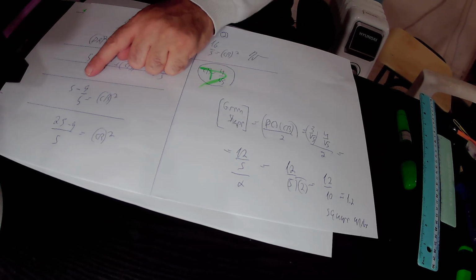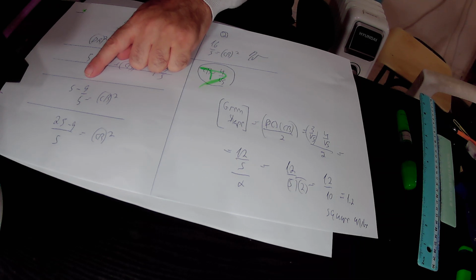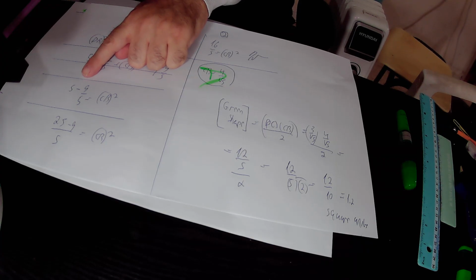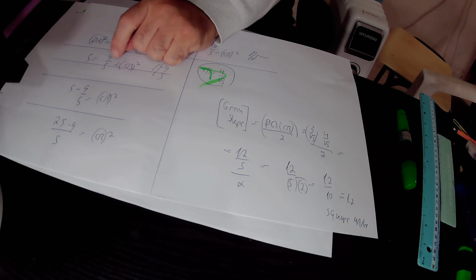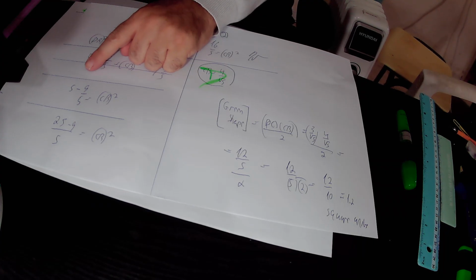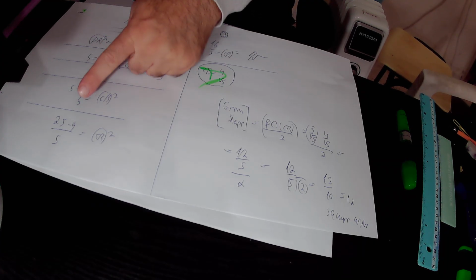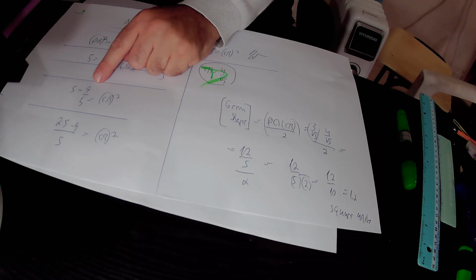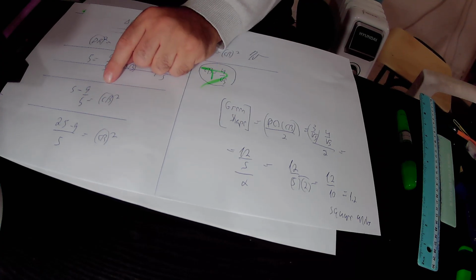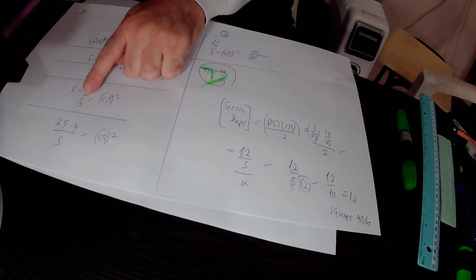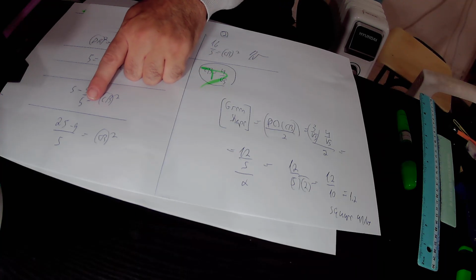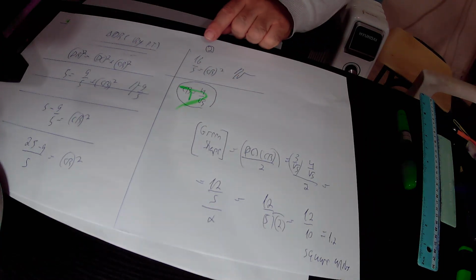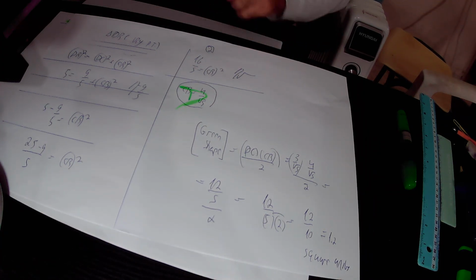Here we multiply 5 by 5 and then divide it by 5 in order to get a common denominator. So in total, we have 25 over 5 minus 9/5 equals CB squared. 25 minus 9 is 16, so this expression equals 16/5, which equals CB squared.